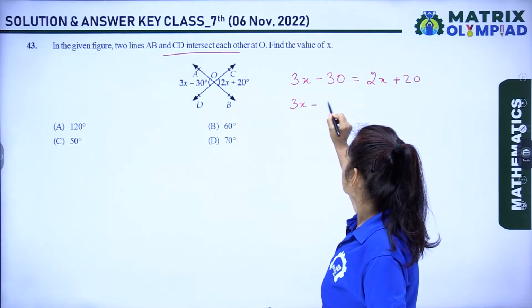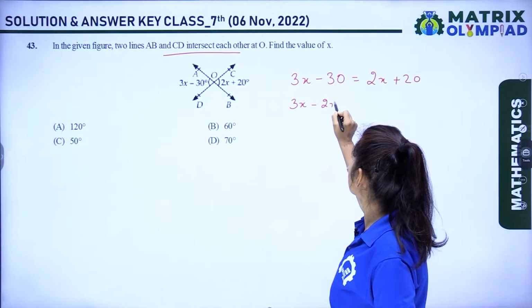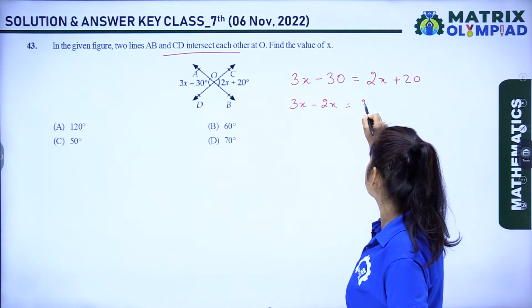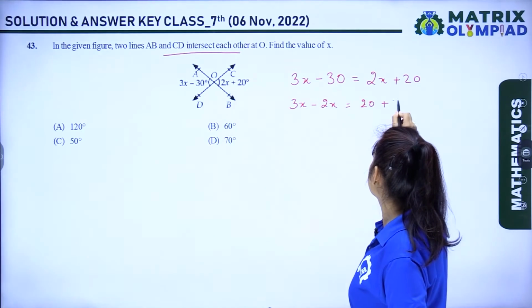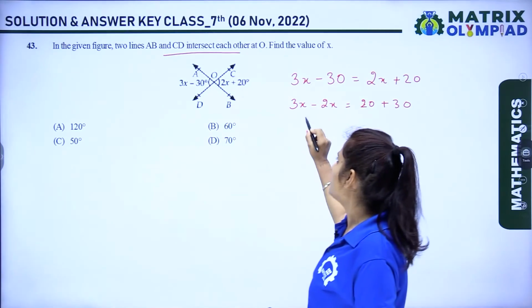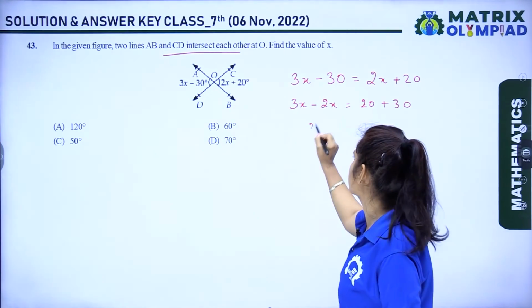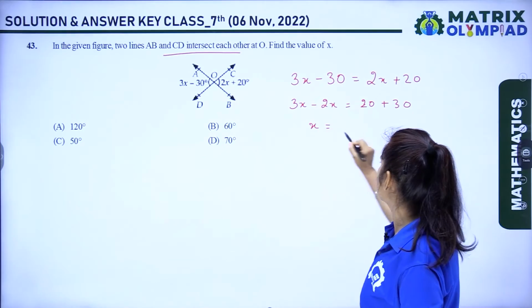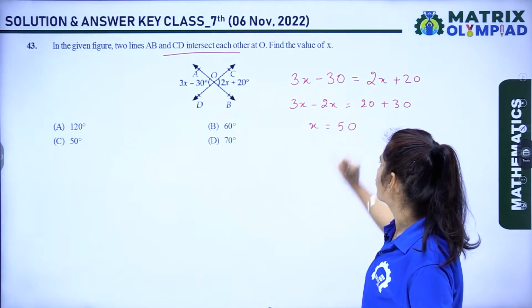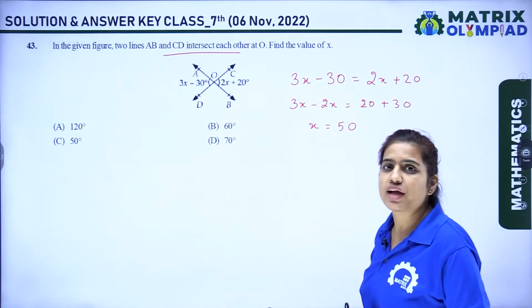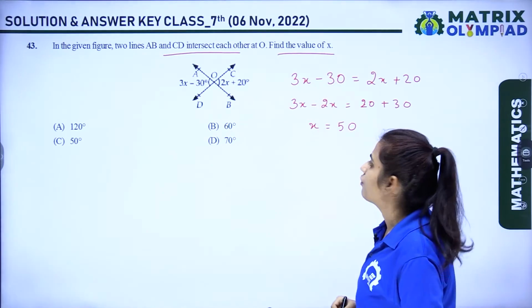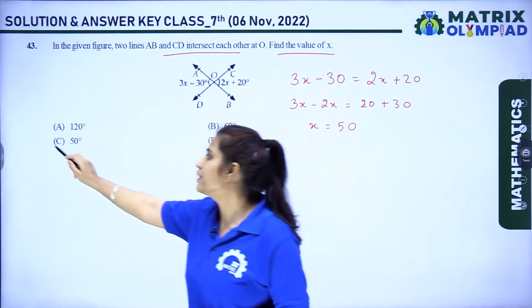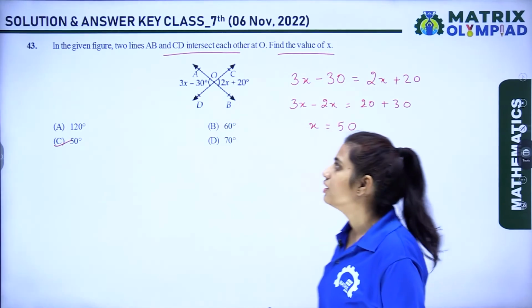After transposing the x term on one side and the constant term on the other side, we get 3x minus 2x is equal to 20 plus 30. So here 3x minus 2x is x, equal to 20 plus 30, which is 50. So the value of x is 50 here. We have to find out the value of x only. So here option C is the correct answer.